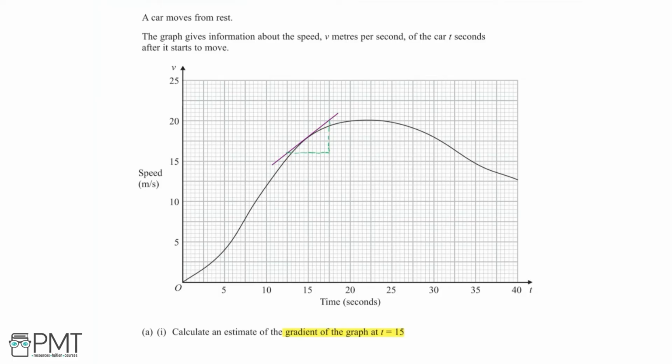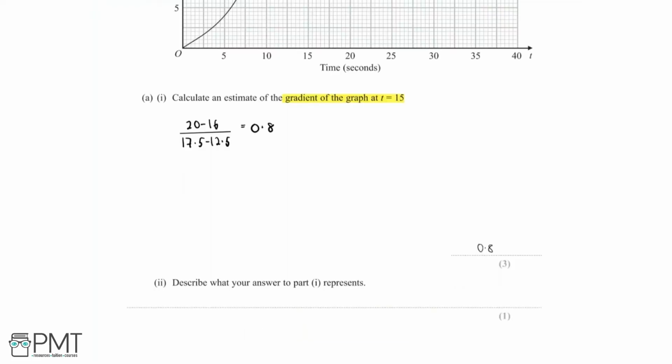The speed at this point is equal to 20, and the speed at the bottom is equal to 16. And then the time at this point is 17.5, and the time on the left-hand side is equal to 12.5. And so the change in y divided by the change in x is equal to 20 minus 16 divided by 17.5 take away 12.5. And putting these numbers into our calculator will leave us with an answer of 0.8. And so using our tangent, we found that an estimate for the gradient of the graph at t equals 15 is equal to 0.8.